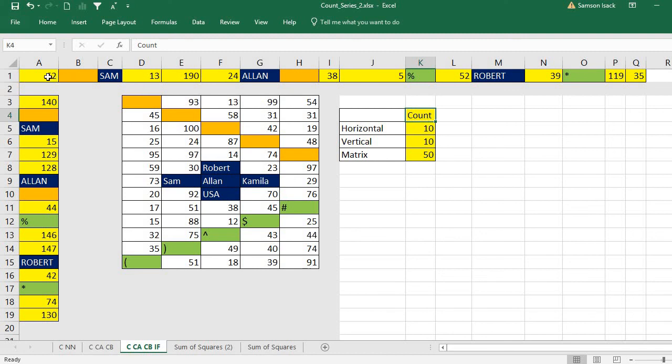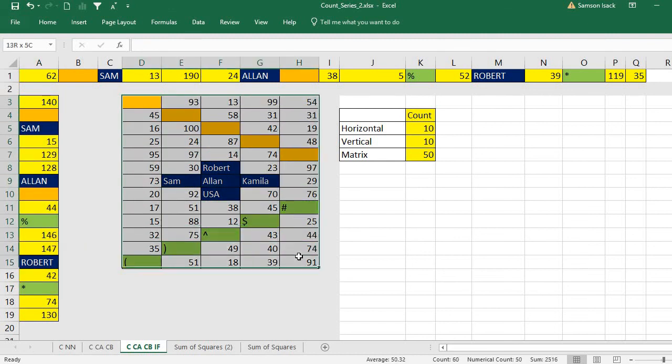So now we know that using the COUNT function you can check how many numerical values are there in a list. I already showed you in horizontal, vertical and square ranges. So with any type of data you can use the COUNT function to get the number of numerical values.